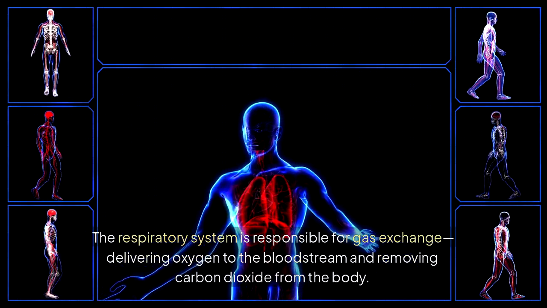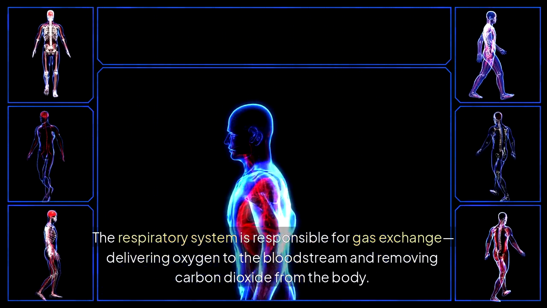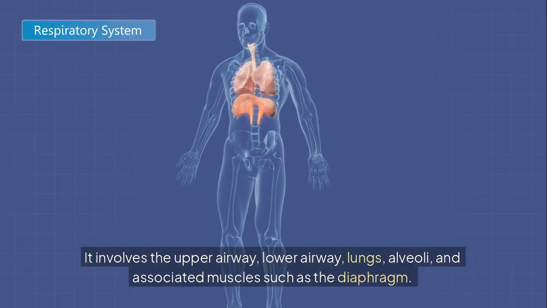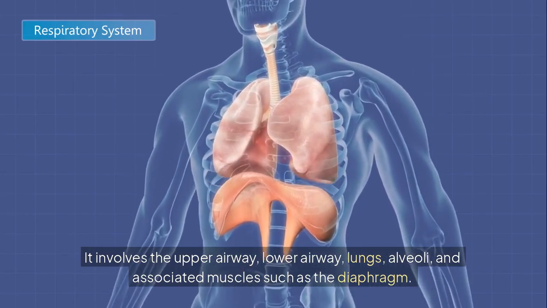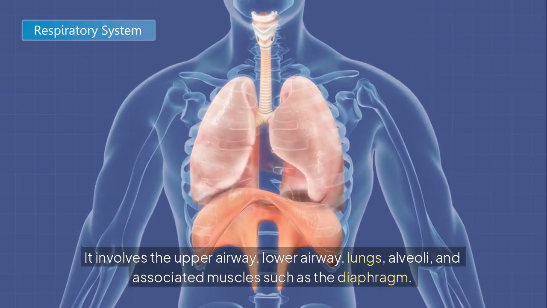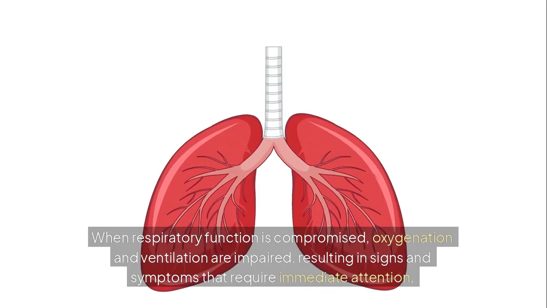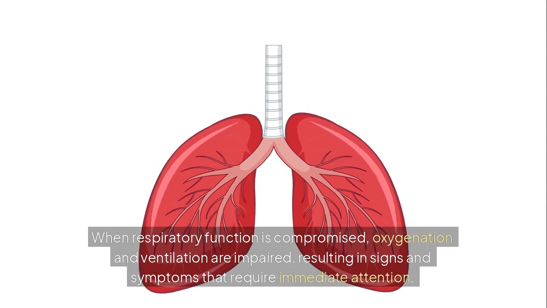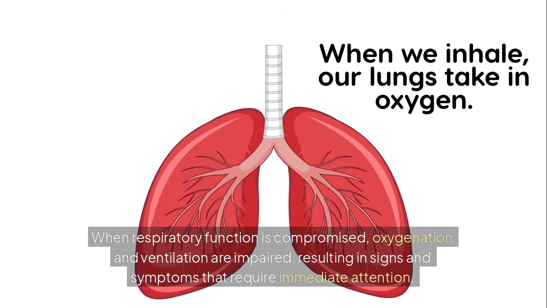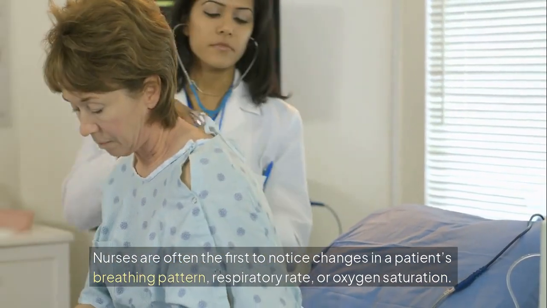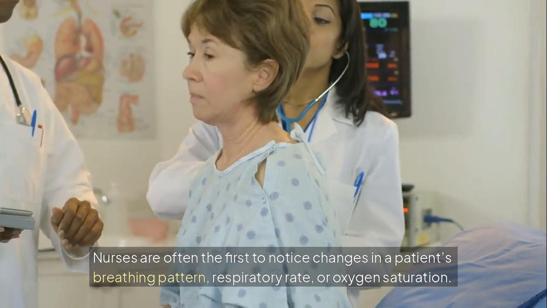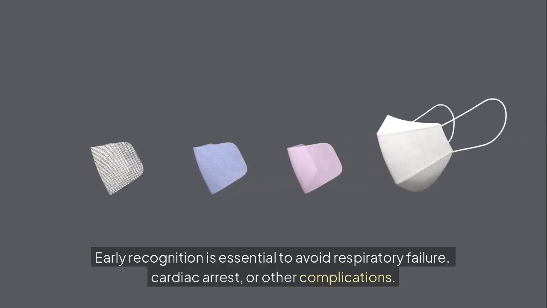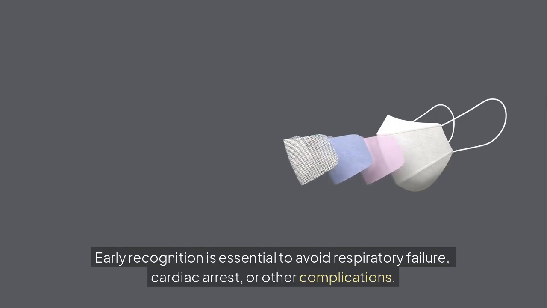The respiratory system is responsible for gas exchange, delivering oxygen to the bloodstream and removing carbon dioxide from the body. It involves the upper airway, lower airway, lungs, alveoli, and associated muscles, such as the diaphragm. When respiratory function is compromised, oxygenation and ventilation are impaired, resulting in signs and symptoms that require immediate attention. Nurses are often the first to notice changes in a patient's breathing pattern, respiratory rate, or oxygen saturation. Early recognition is essential to avoid respiratory failure, cardiac arrest, or other complications.